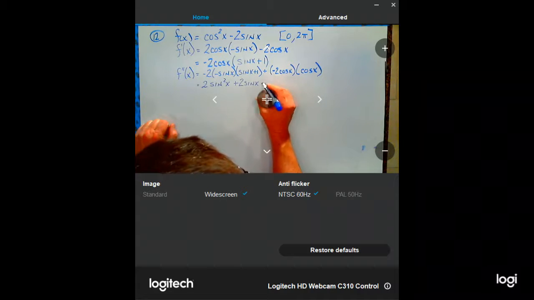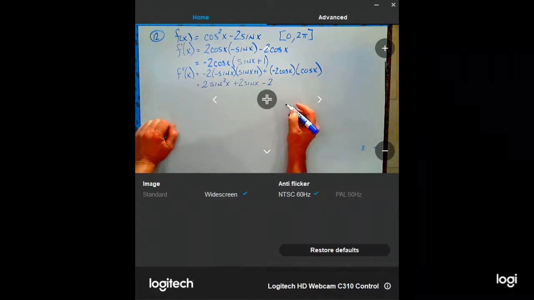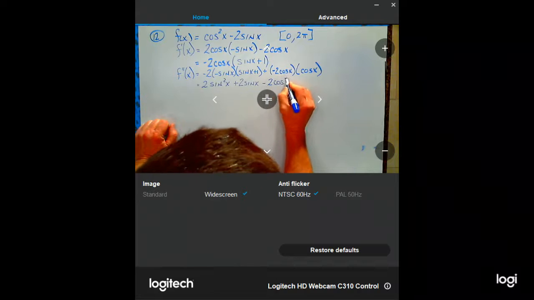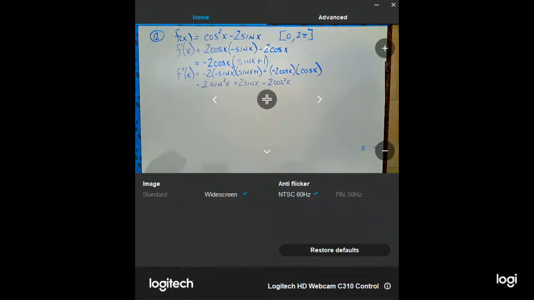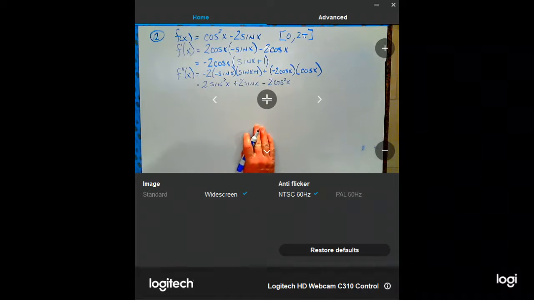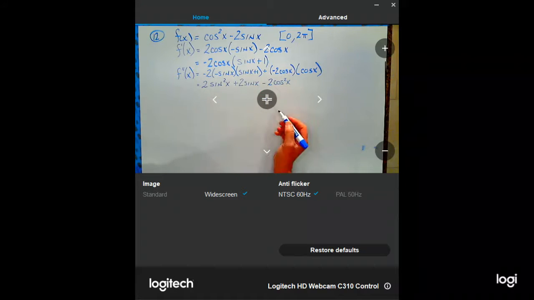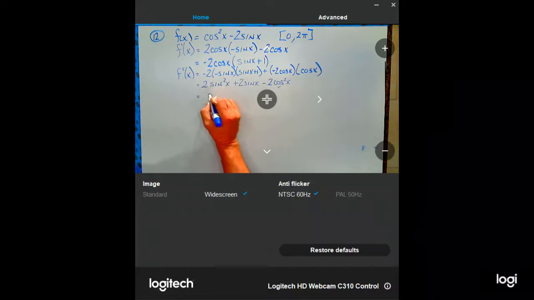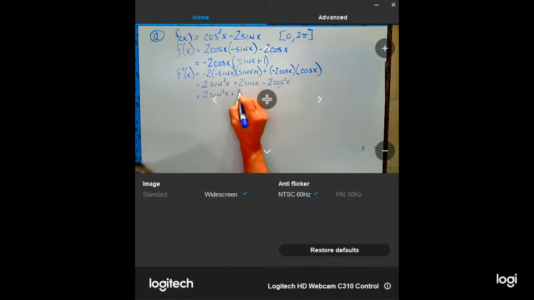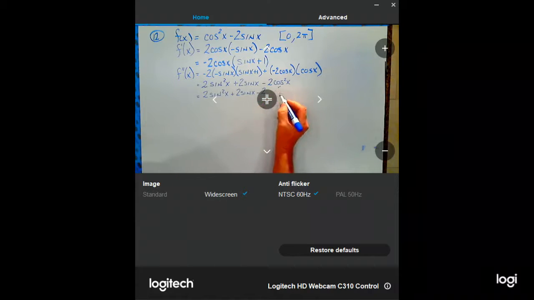What do we get over here? Over here we get minus 2 cosine squared x. So what are we going to do with this? We're going to want to factor this, right? That's our ultimate goal, is to factor this. And so how are we going to go about factoring this? Well, we're going to use an identity on this cosine squared. We're going to rewrite this as 2 sine squared x, right? Plus 2 sine x, not changing anything there, but this is minus 2.